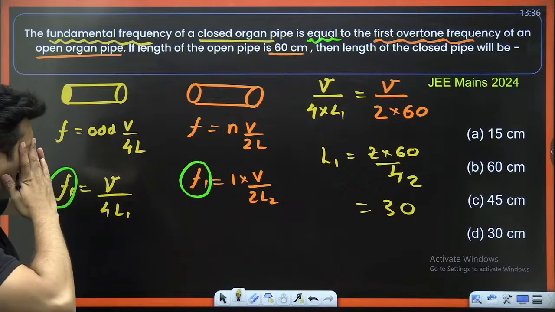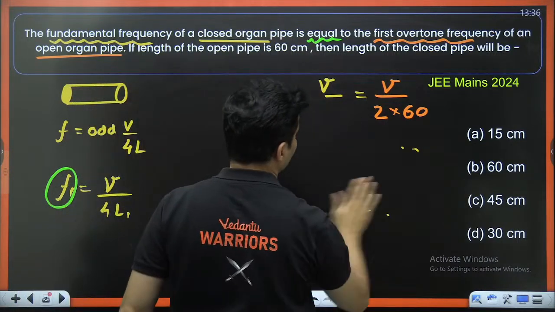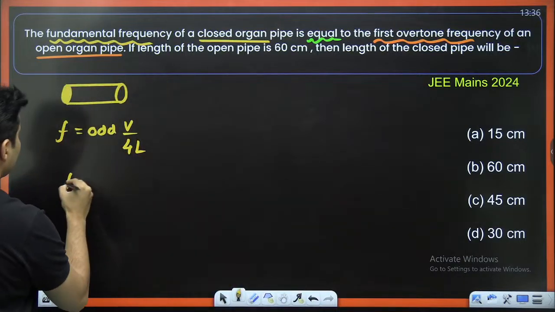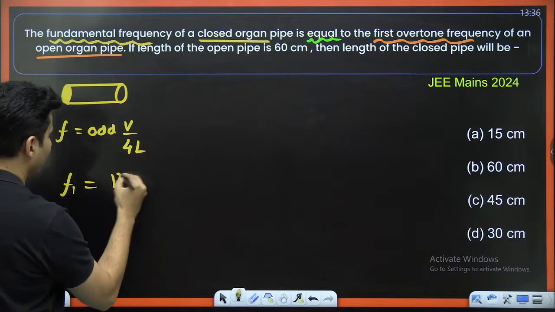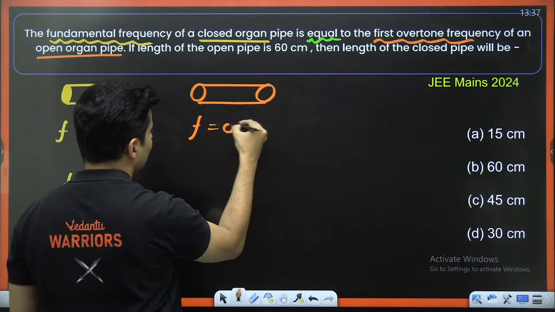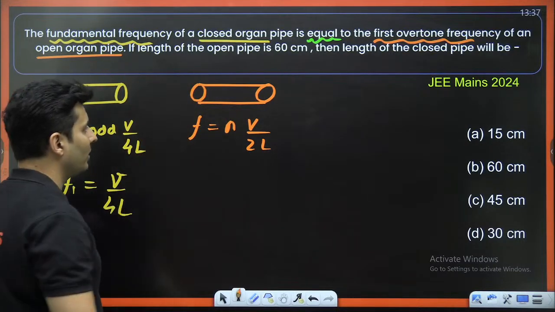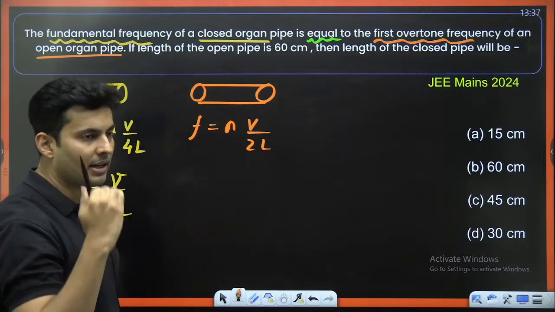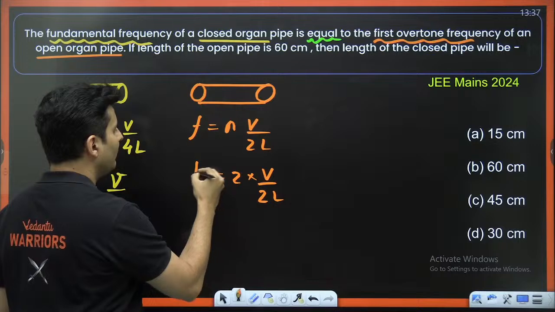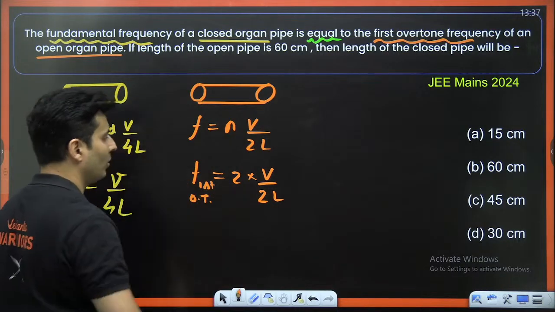Oh, but wait a minute. It was first overtone. I'm so sorry, guys. Let me do this again. It was not fundamental. This is fundamental only for the closed organ pipe. So this will be V by 4L. For this one, which is open on both sides, the frequency is NV by 2L. Because it is mentioned as first overtone, means second harmonic, so N will be 2, so 2 times V by 2L, that will be the first overtone, which is the second harmonic.